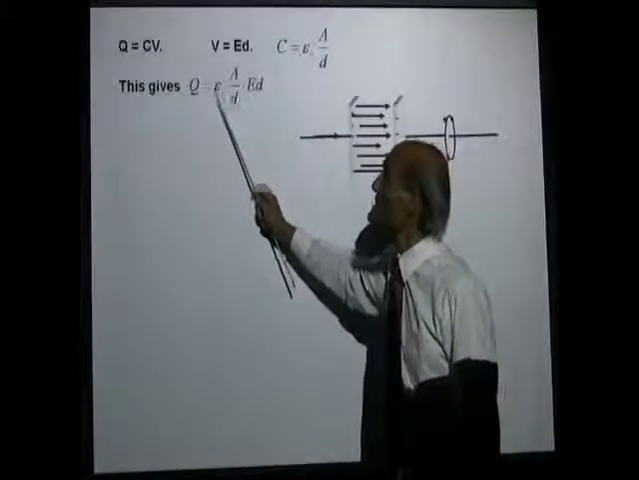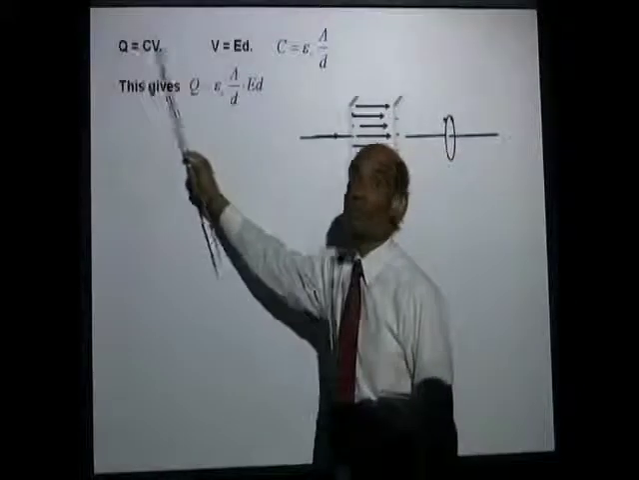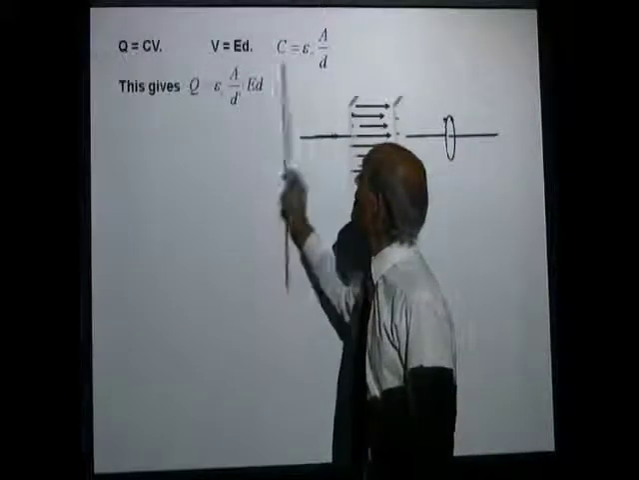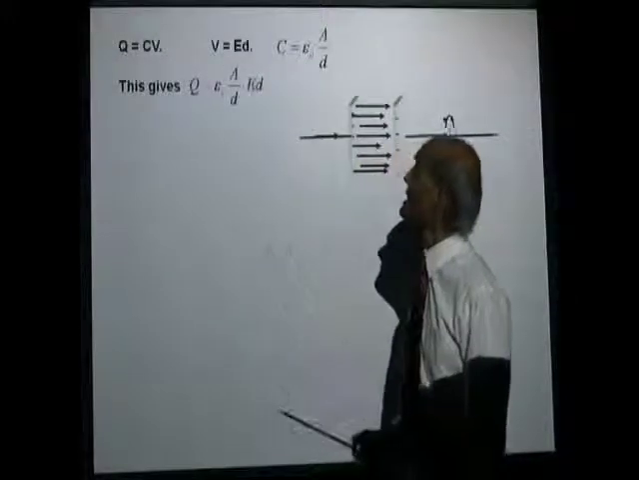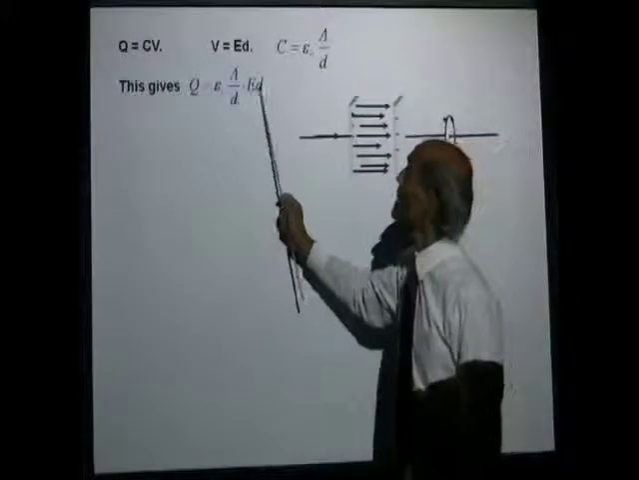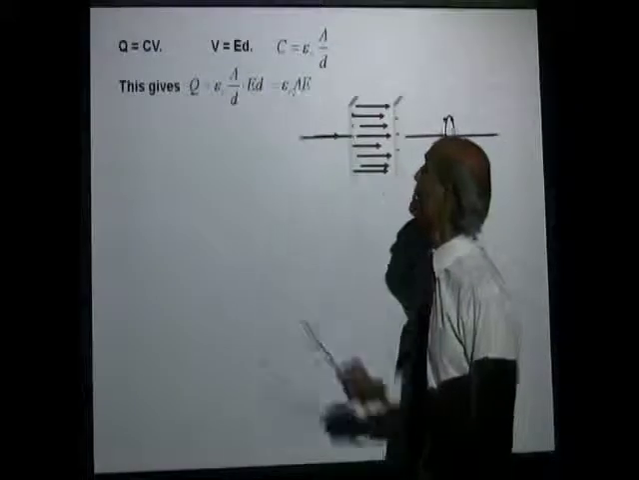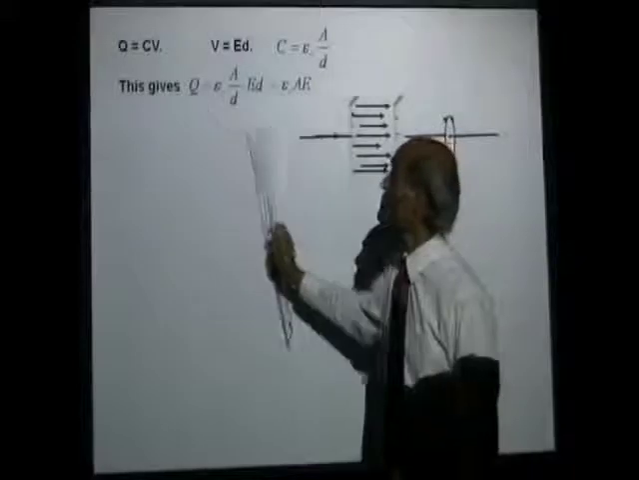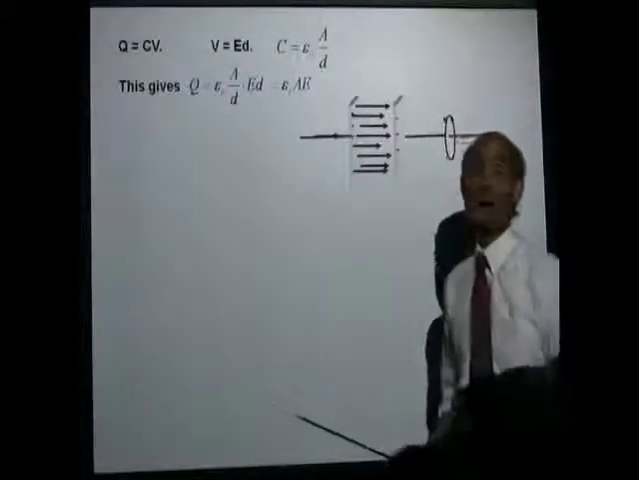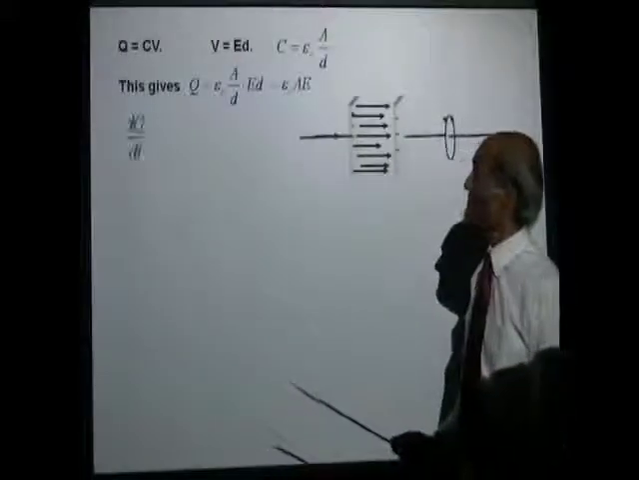Q equal to CV, is that right? Where we replace C by epsilon naught A over D and V by E times D. And of course the D and D will cancel. That gives you epsilon naught AE. That is Q, that is the amount of charge on the capacitor plates.